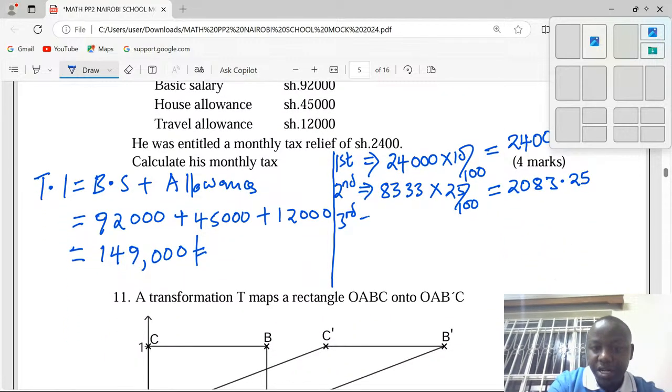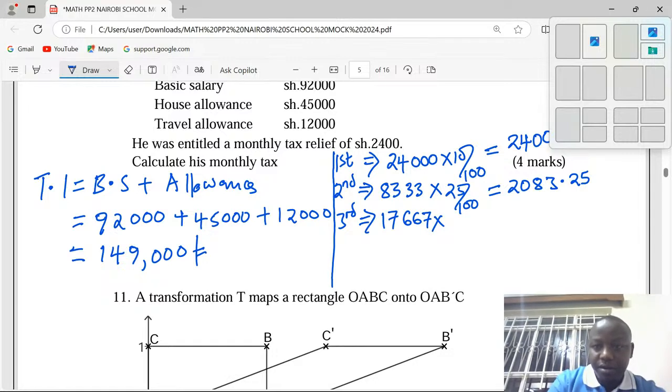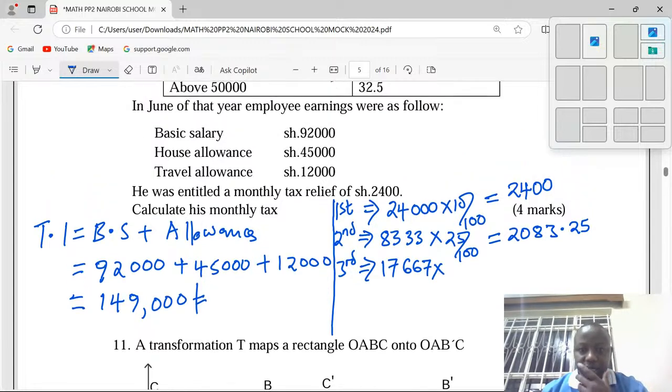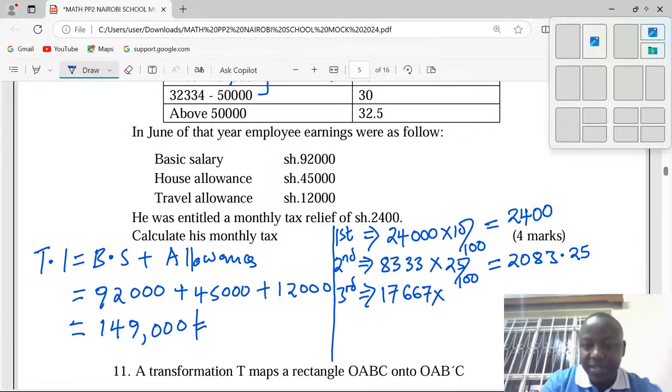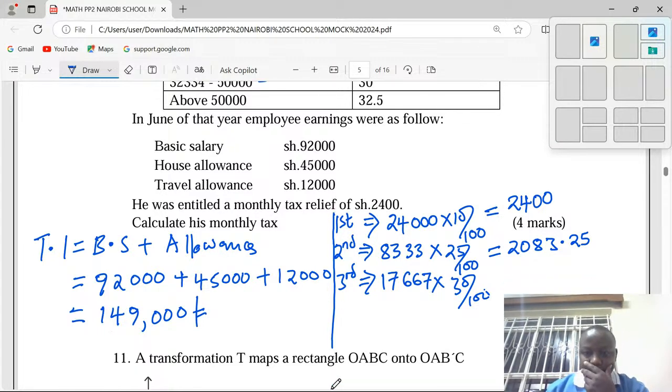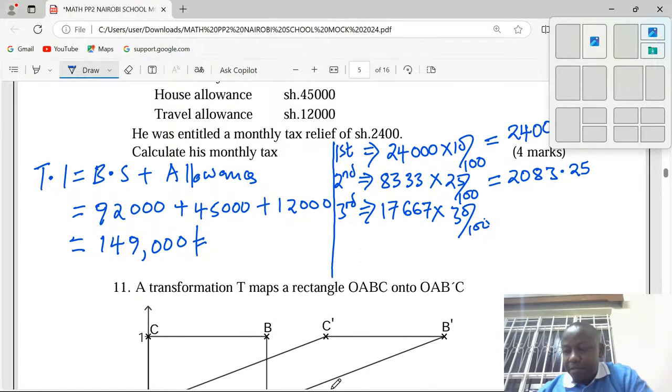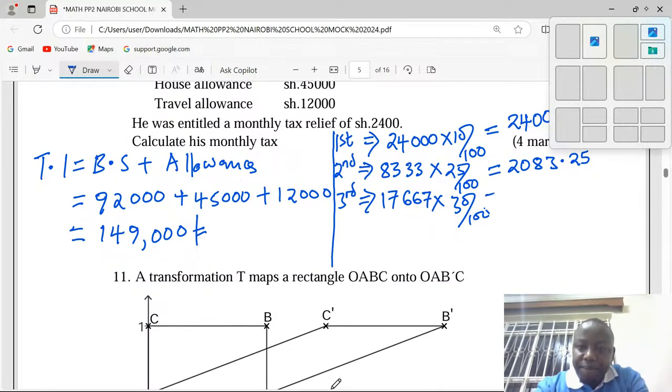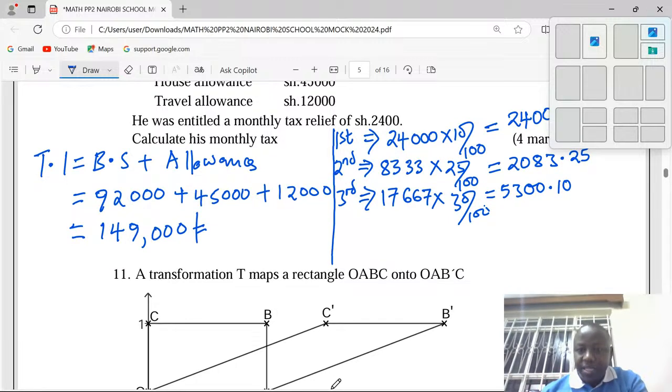The next tax is going to be 50,000 minus 32,333, and that way in the third band we'll be taxing 17,667 at the rate of 30%. So at the rate of 30%, we're going to get 5,300.10 Kenya shillings as the tax.